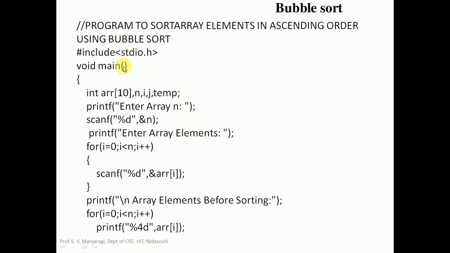The bubble sort program: inside main, let us declare an array here. Array size is 10, and n is the number of elements that you want to take in the array. i and j are index variables. temp is a temporary variable which is required for swapping or exchange. printf "Enter the number of elements in the array". So you are reading a value for n. How many elements you want to take in the array? That will be n here.